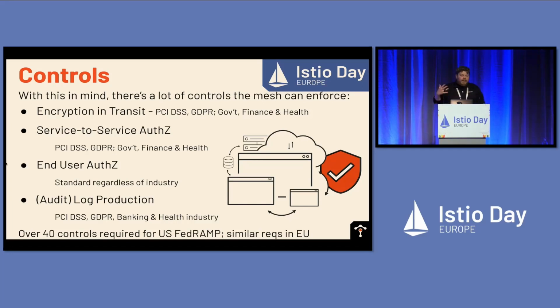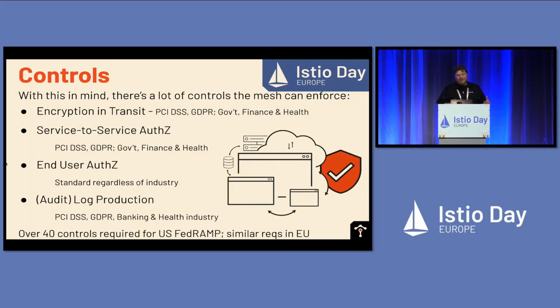But even other things, so for example, audit log production, is a common requirement for many regulatory regimes. And we have seen firsthand that things like the Envoy access logs can satisfy those audit log requirements for very many regulatory regimes.